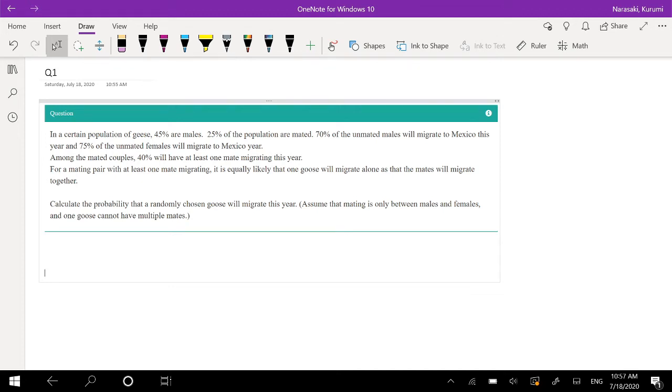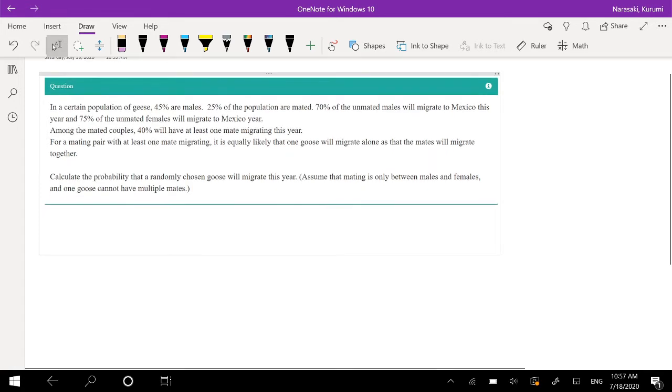Today I'll be going over question 1 on this random question that I found. So this question, pause the video real quick and try to solve it yourself. Okay, assuming you already attempted it, let's just dive right in. In a certain population of geese, 45% are males, 25% of the population are mated.